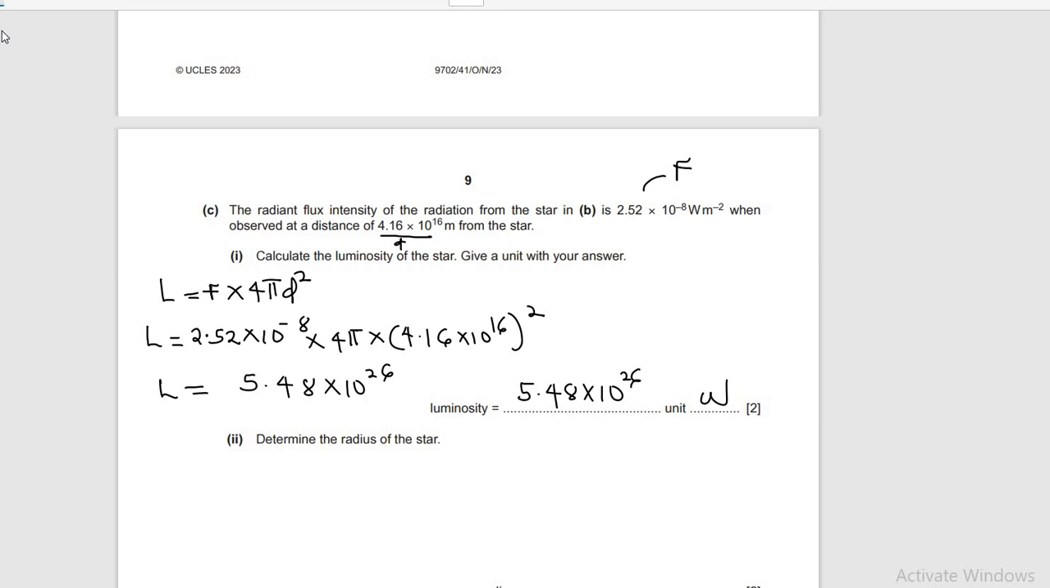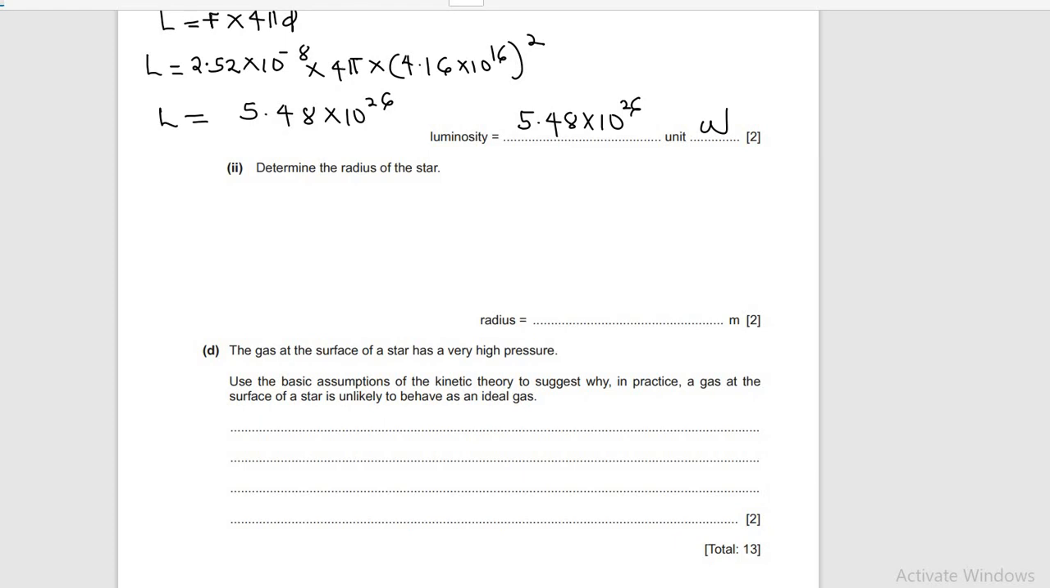Now the next question: determine the radius of the star. In this case, we apply the Stefan-Boltzmann law, which is luminosity L equals 4 pi, Stefan constant, radius squared, temperature to the power of 4. We are looking for the radius, so the radius is the square root of the luminosity L over 4 pi, Stefan constant, temperature to the power of 4.